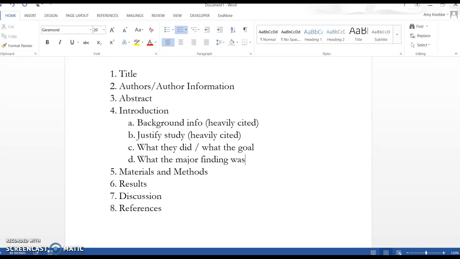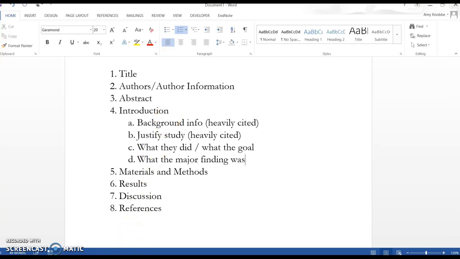The nice thing about the format of a scientific paper is that not only do we typically find the same information in every introduction, it's also always present in this particular order. So you can find the background information at the very beginning of the introduction. That is then followed by a justification of the study, which is then followed by what they did in the paper or what the goal of their paper was. And then if that particular piece of information is present, that will be followed by what the major finding was. So you should be able to find the information that you need very easily in your introduction.